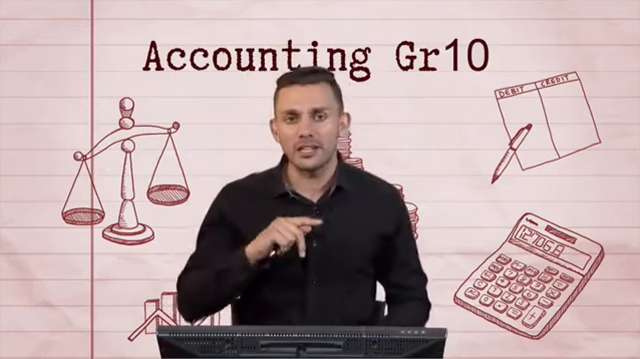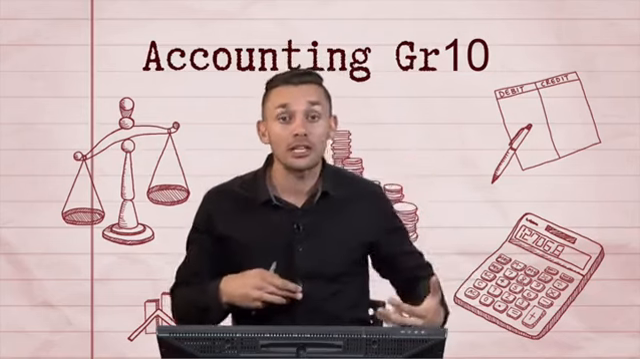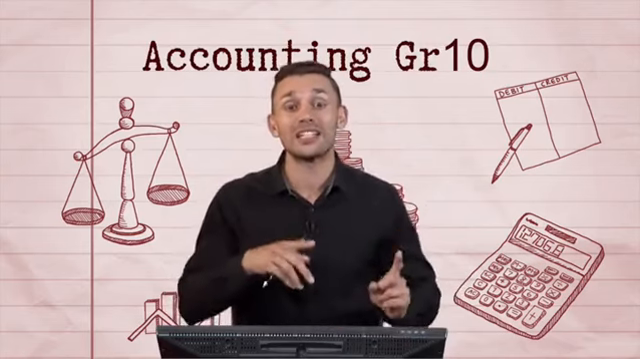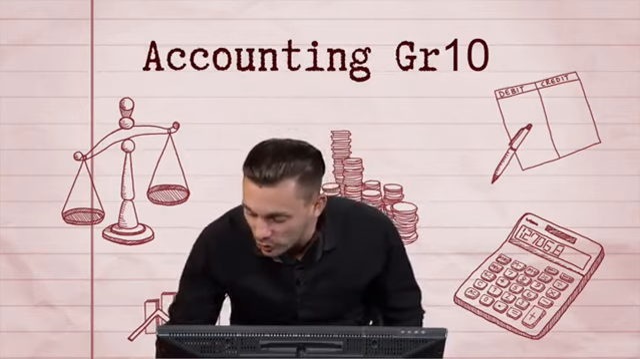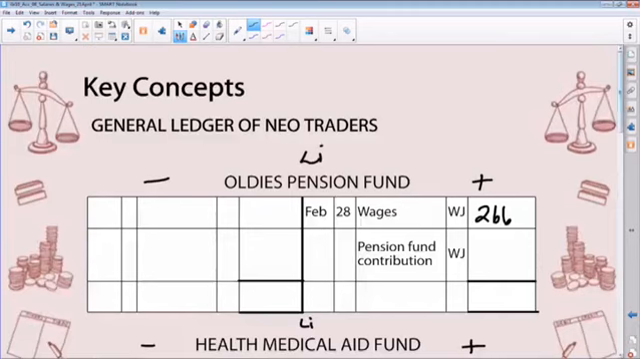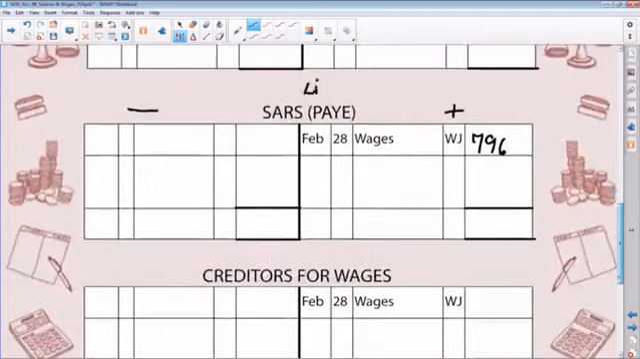Guys and girls, I know you created the correct T account. You should have called this T account creditors for wages. Remember, your net salary will go to creditors for salaries and your net wage will go to creditors for wages. So let's go and post the 3860 to your creditors for wages.